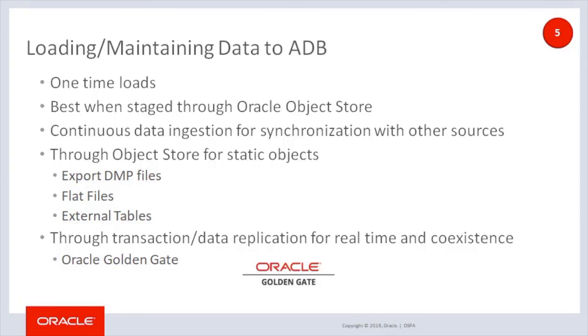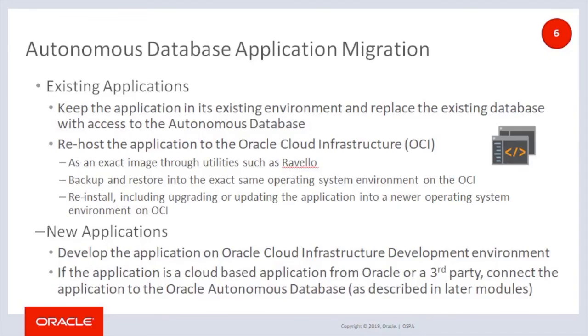Also available for transaction and data replication in real or near real time, or to maintain synchronized copies of the databases, is Oracle GoldenGate, which can be configured with Autonomous database as a target database. This allows ADB to become a full replica copy of another database for uses such as reporting, disaster recovery, or development, testing, and QA.